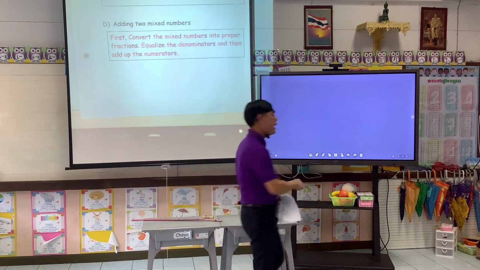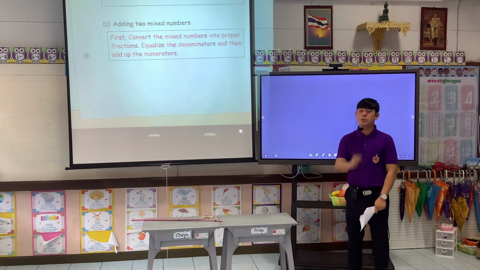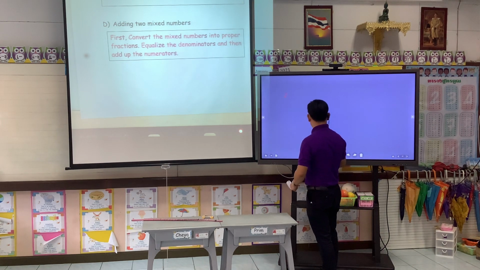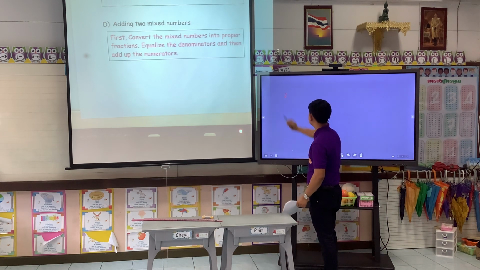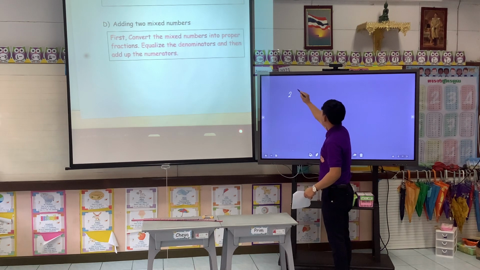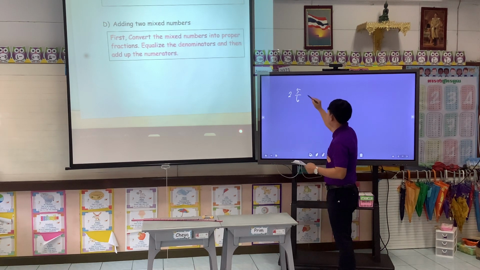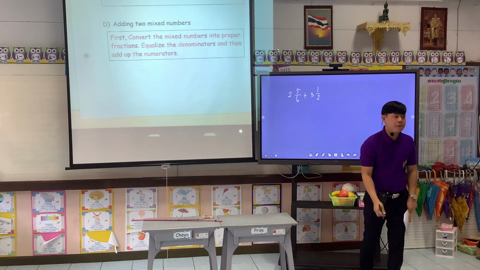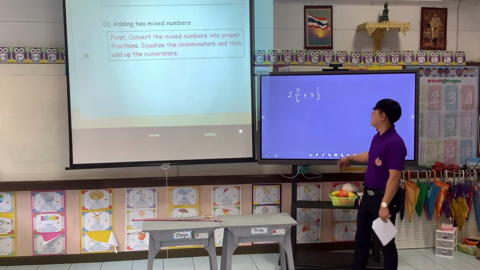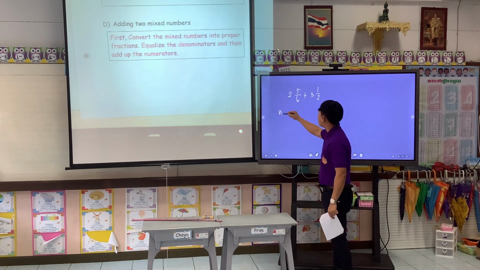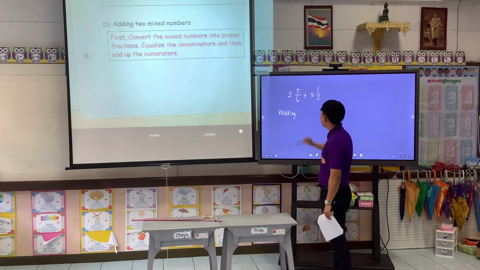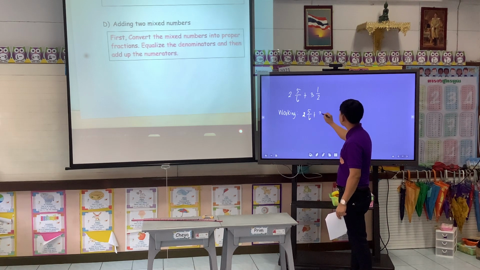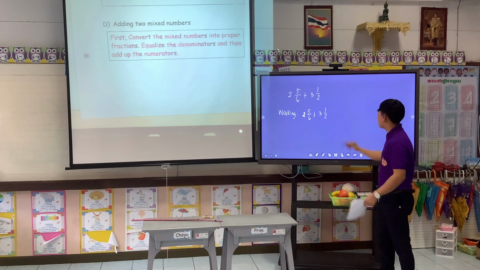Okay, so I have one example about this problem with both mixed fractions. Example: 2 and 5 over 6 plus 3 and 1/2. They are mixed fractions, isn't it? So they have whole numbers. So how can we find the answer? 2 and 5 over 6 plus 3 and 1/2 equals.